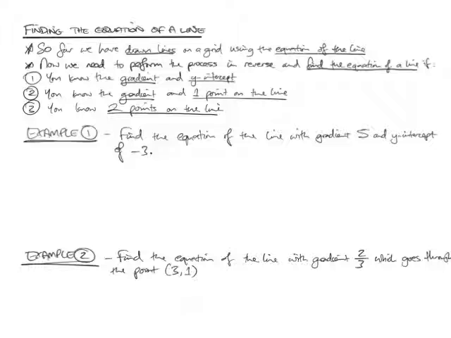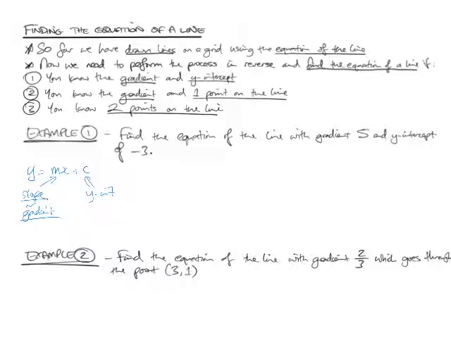Okay, so example 1. Find the equation of a line with a gradient 5 and y-intercept of -3. Well, we already know that the equation of a line is y is equal to mx plus c, where m is the slope, or the gradient, and c is the y-intercept.